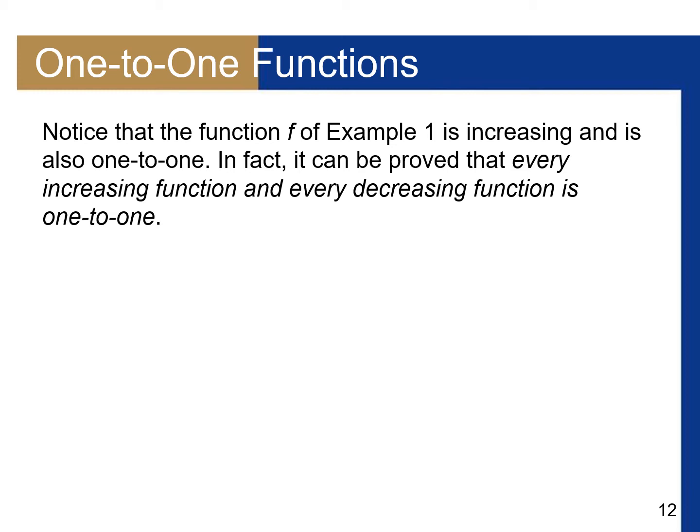If I'm starting here at the bottom and I'm going up and I continue to always go up and I never go back down, even if I change my slope a little bit, then it's going to be a one-to-one function. Same if I'm starting up at the top and I'm swinging down around here and I continue to go down, then it's going to be a one-to-one function.